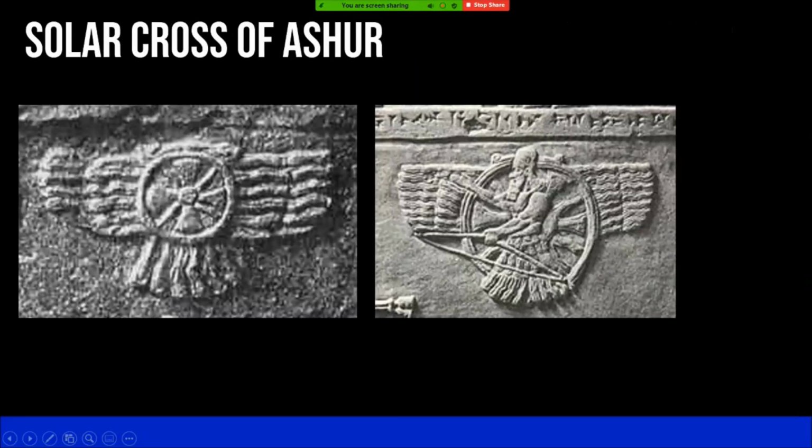If we take a look over here, here's a little bit later in time. Here we can tell that the cross has been changed into a little man. So this is Assur. And we can see him flying in some kind of a ship here. And notice here that he's got this archer's bow. Now here's the reason why this is important.